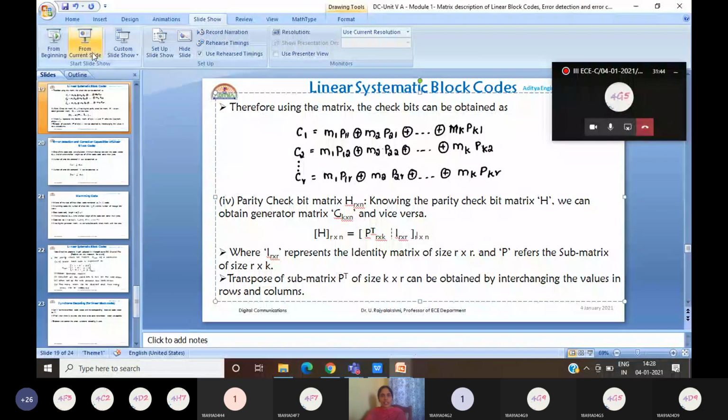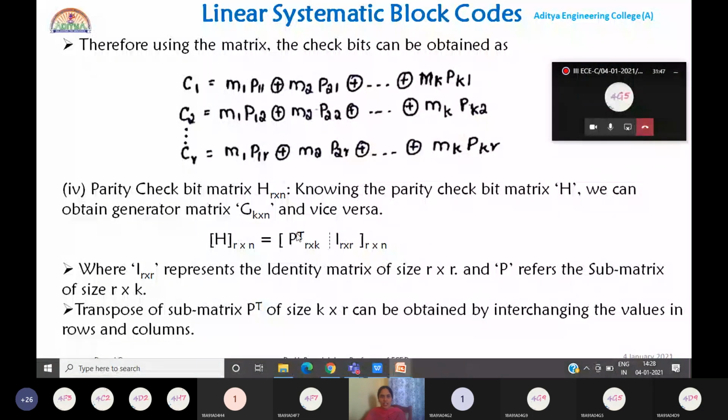So the overall size will be R by N because you have R rows and K columns in the first section and R columns in the second section. So the overall columns are R plus K, that is N. That's why I R by R represents the identity matrix of size R by R. And P transpose refers to the submatrix of size R by K. Now the transpose of the submatrix P can be obtained by interchanging the values of rows and columns. So P transpose of size R by K can be obtained by interchanging the values of rows and columns of the submatrix.